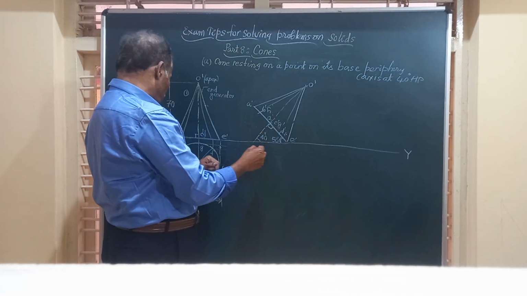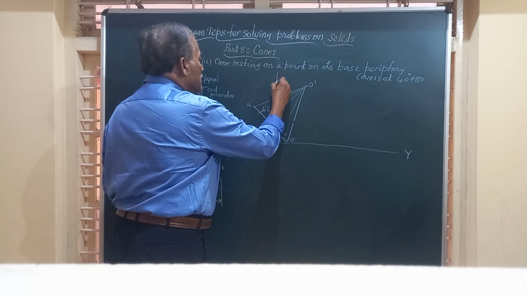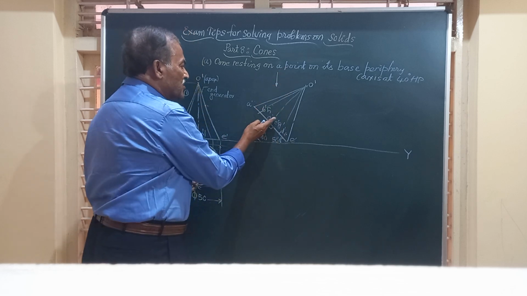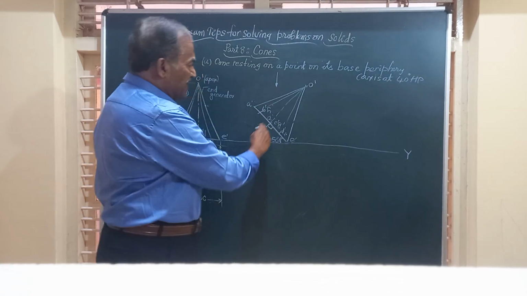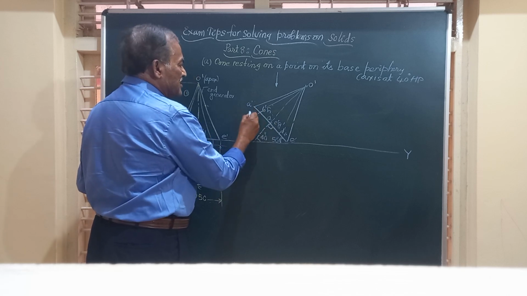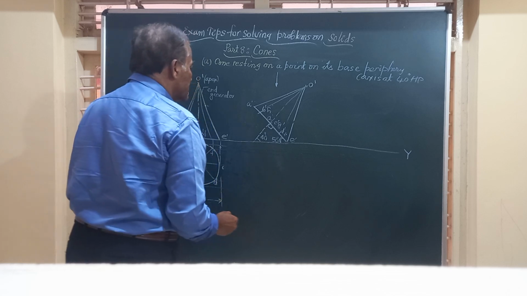So friends, what happens in this? When you look from the top, you will have the top half portion of the base visible and the remaining half covered. So you will be able to see the portion from A to C, CG, and the portion below that not visible. So let's see friends how to get them.